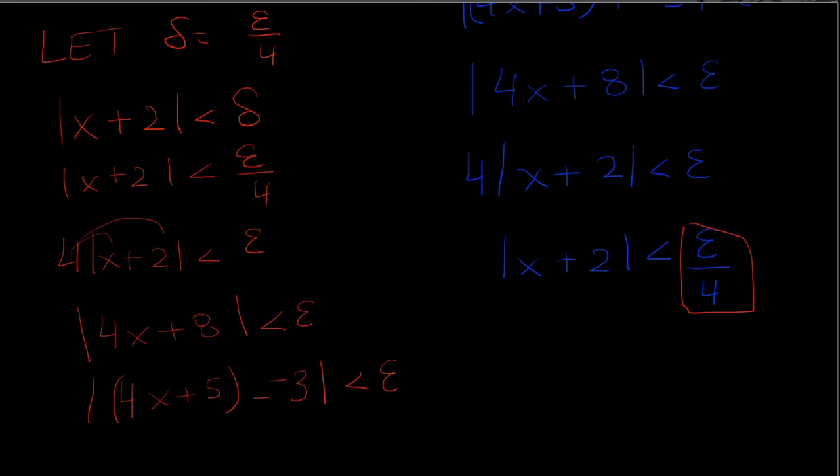And my proof is complete because this is my f of x. This is my limit, and that's less than epsilon. So if the absolute value of x plus 2 is less than delta, then the absolute value of 4x plus 5 minus negative 3 is less than epsilon. So our proof is complete.